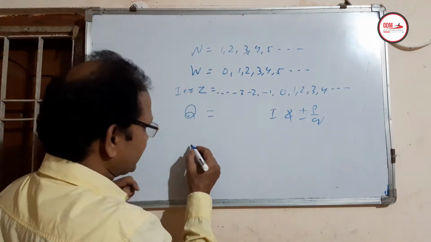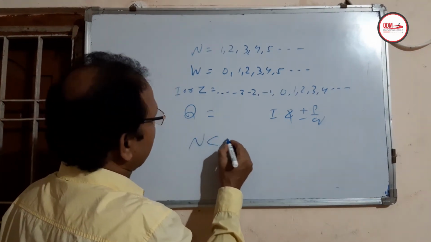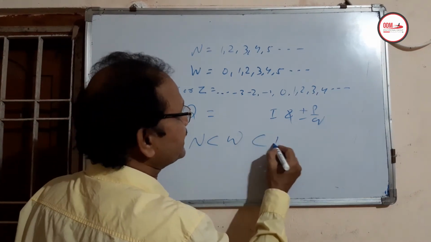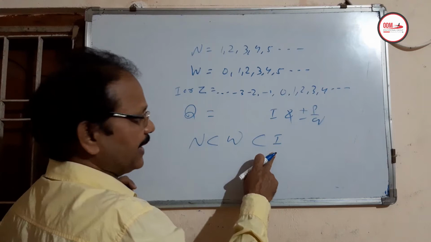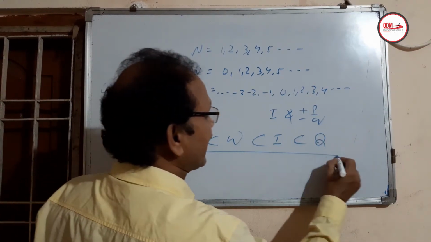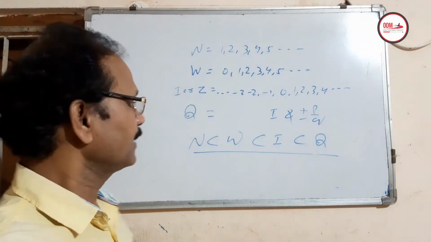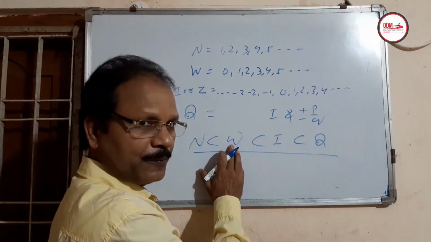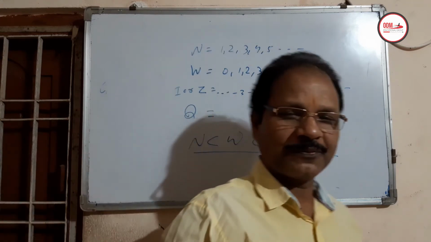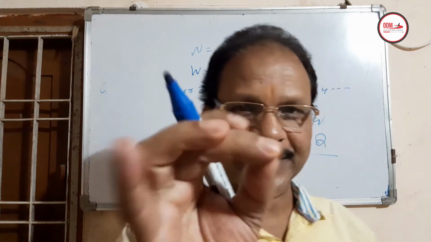Now the natural numbers are a set of numbers. The natural numbers are a set inside the whole numbers. Whole numbers are a set inside the integers. And integers are a set inside the rational numbers. It can be represented like this. It means N is a subset of W, W is a subset of integers, and integers are a subset of rational numbers. Now, slightly, I shall discuss the rational number.